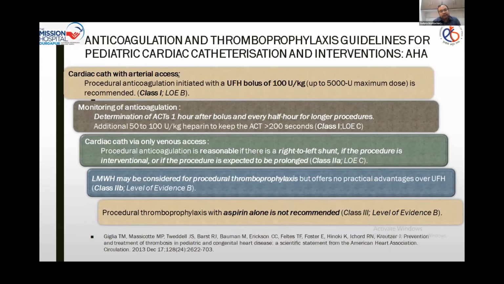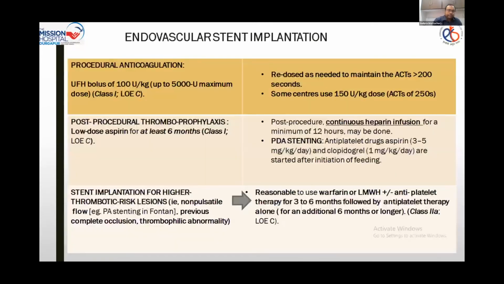In case of cardiac cath performed with only venous access, procedural anticoagulation is reasonable if there is a right to left shunt, if the procedure is interventional, or the procedure is expected to be prolonged. We may not use procedural anticoagulation in case of right heart study or in case of endomyocardial biopsy.